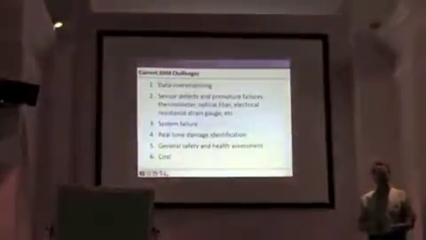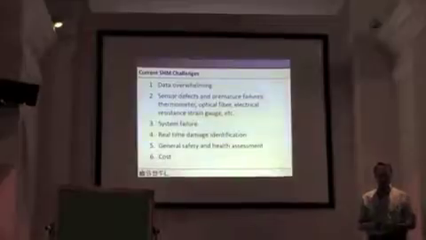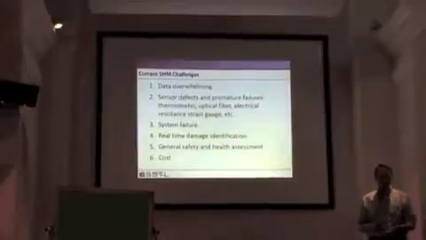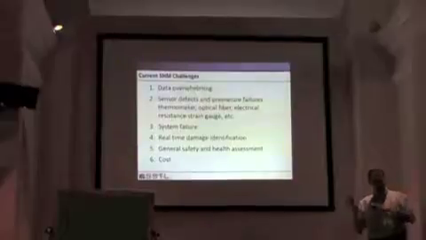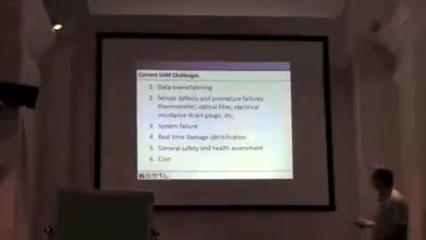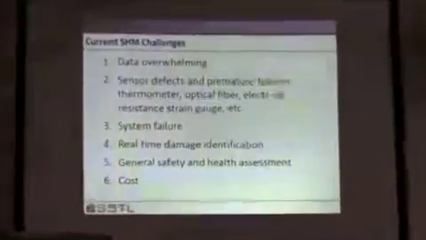Overall system failure. It's a PC that's running all of this. How long does your PC last? 3 years, 4 years? If you get 5 years out of it, it's probably running really slow. So there's a lot of maintenance associated with this.